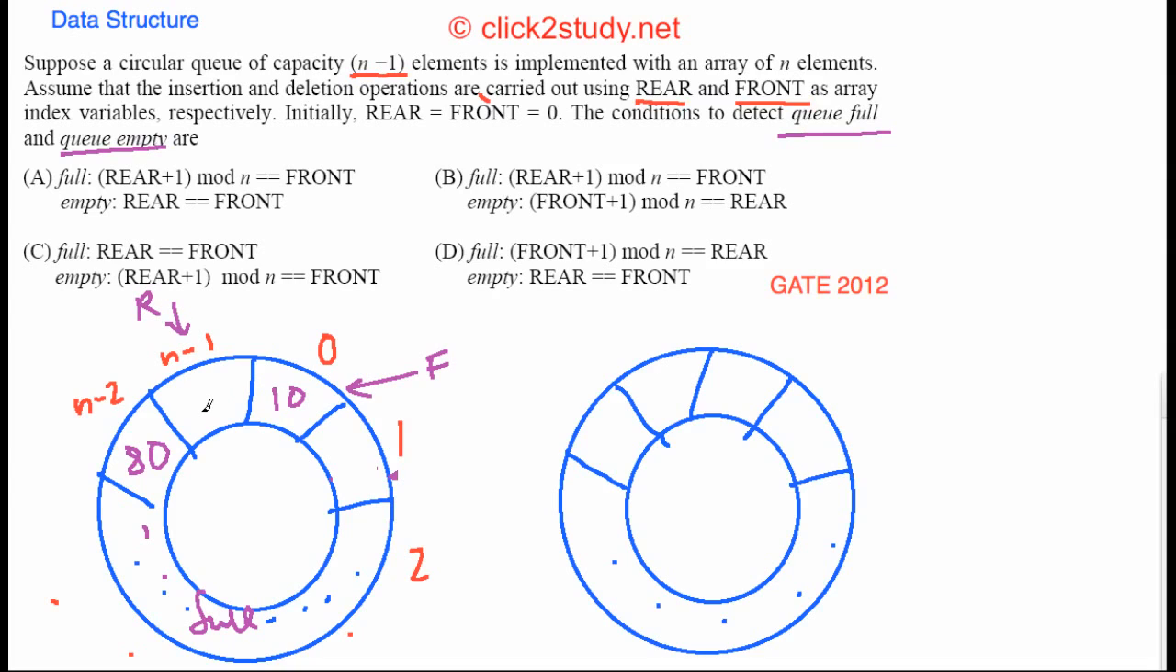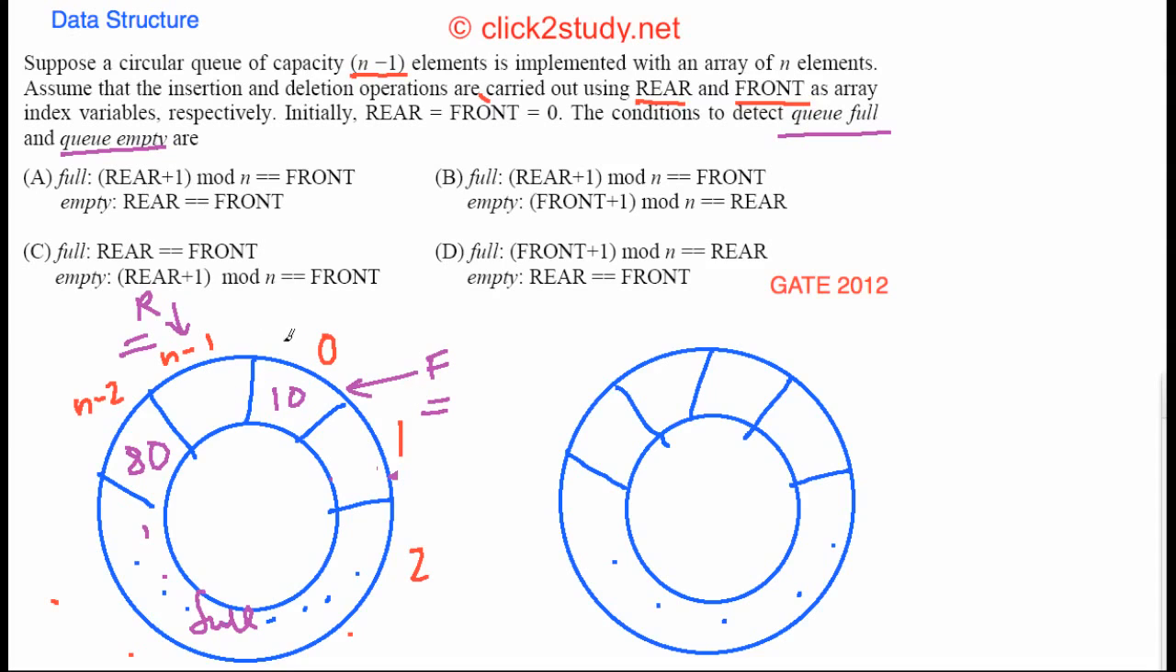And can you fill something out here? Can you put another element out here? No, because the capacity is 1 less than the capacity of the array. So one cell in this circular queue has to be empty. And this is the thing. So when is this full? It is full when the next element to what rear points is the same thing what front points.